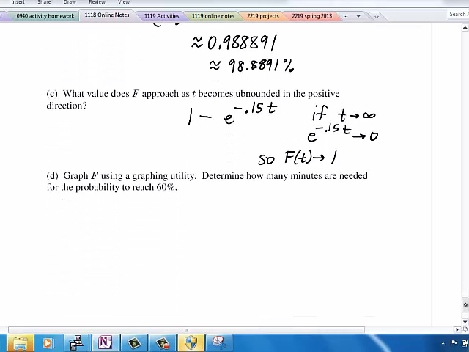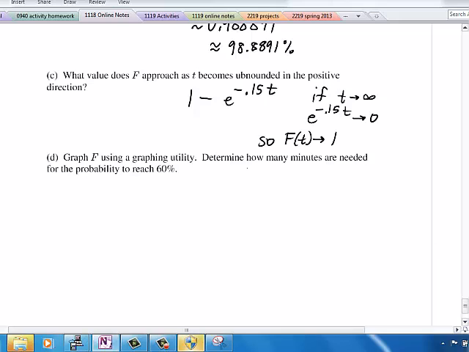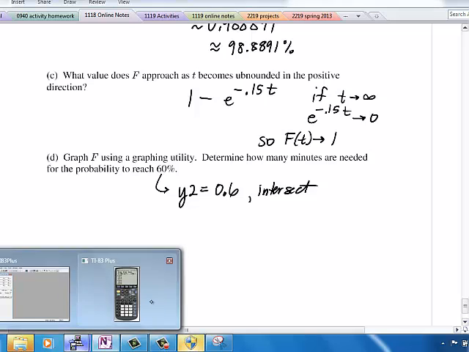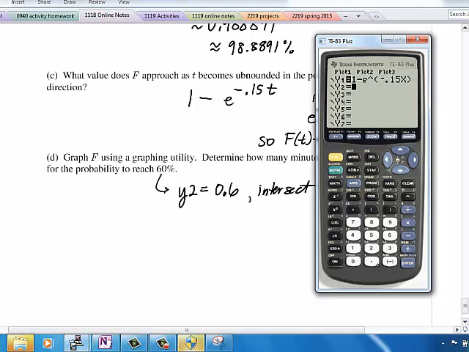We already have a graph of f, and we want to figure out how many minutes are needed to reach 60% probability. So we would do like our y2 equals 0.6 and intersect. First curve, enter. Second curve, enter. Guess, just enter. Looks like about 6.1 minutes.